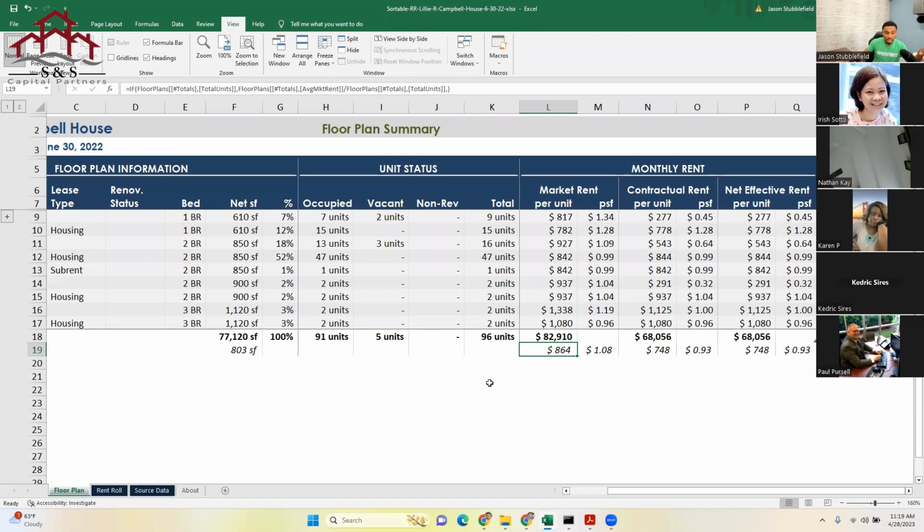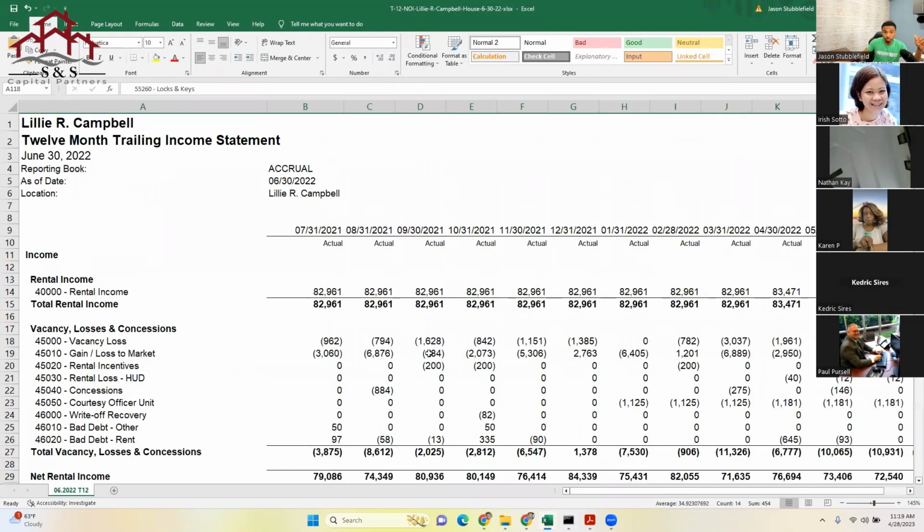I'll move right on. If y'all have any questions, just put it in the chat. We'll get to it, but I'm going to get into a T12. All right, so this is for the same property, and this is the T12 or the trailing 12.